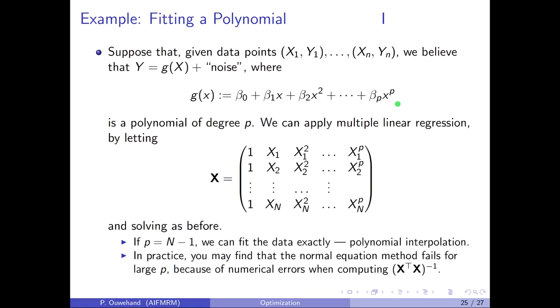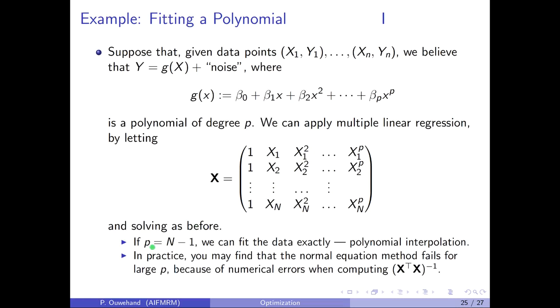We can then apply multiple linear regression by using as regressors not just x itself, but also the powers of x. In other words, the regressors are x, x squared, x cubed, all the way up to x to the power p. Then the matrix of x values that we obtain is the matrix whose ith row consists of 1, followed by the powers of xi. And we can solve that as before using the normal equation.